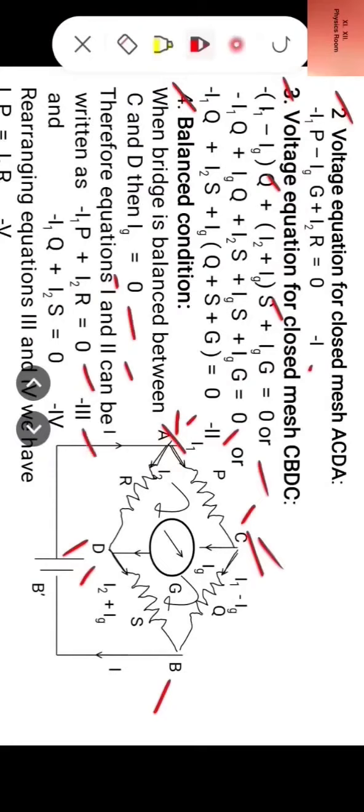3, and minus I1Q plus I2S equal to 0, mark it as equation 4, after application of the condition when IG is 0. We write equations first and second after applying the condition IG equal to 0 as equation 3 and equation 4 respectively.